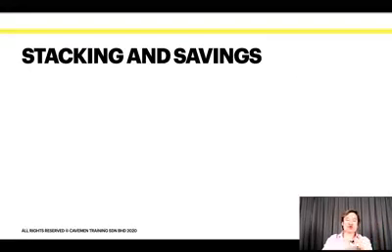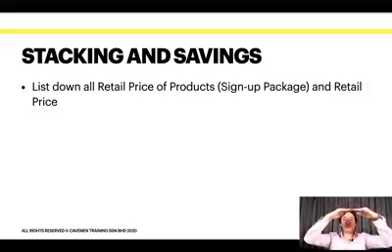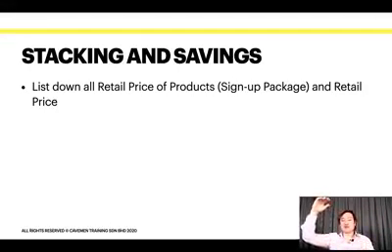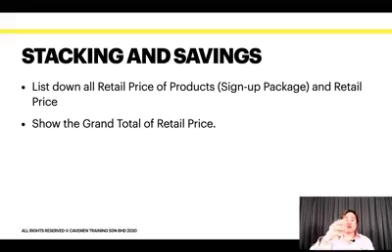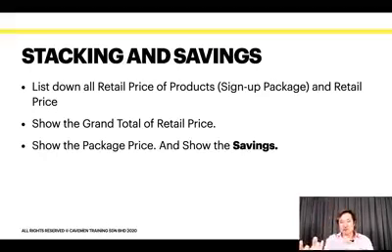So stacking and savings is super simple. How you do it is you list down all the retail prices of the products, and then you total them, and you give a grand total, and then you show the package price, and then you show the savings, all in this order.